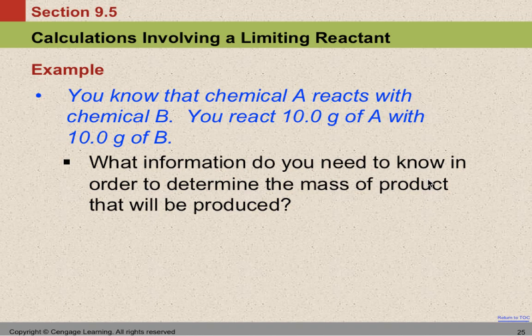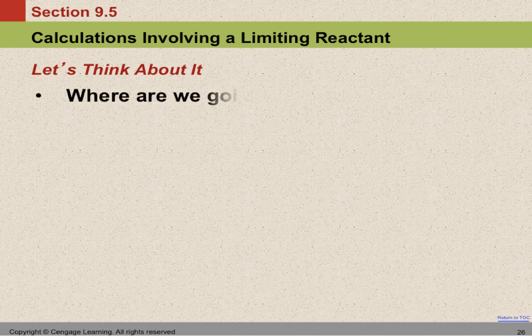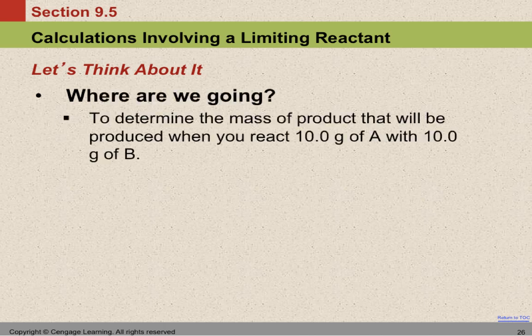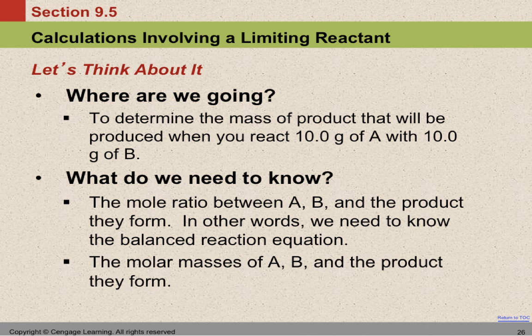Okay, so let's work through an example. We know that chemical A reacts with chemical B. You react 10 grams of chemical A with 10 grams of chemical B. All right, what do we need to know in order to determine the mass of the product? Well, think about it. Where do we want to go? We want to determine the mass of the product when I react 10 grams of A with 10 grams of B. We need to know the mole ratio between those two, and we need to know the product they form. In other words, we need the balanced chemical equation. Then we need the molar masses of A and B and the molar mass of the product that they form.